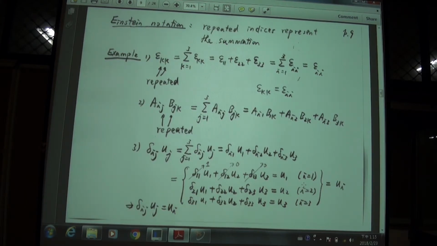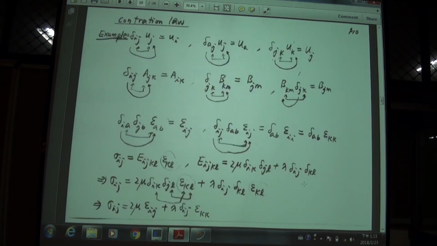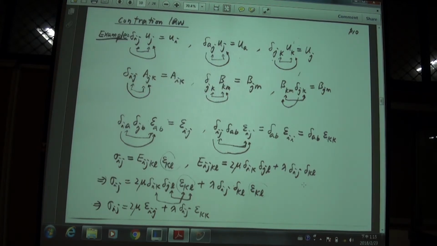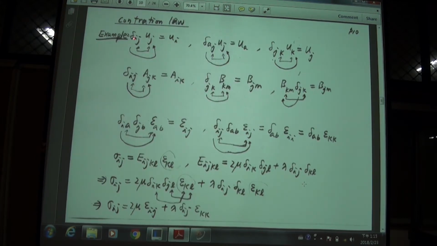I will explain this law in more detail. It is very important. Contraction, C-O-N-T-R-A-C-T-I-O-N. The letter C here is missing, so please write C here. Contraction law.